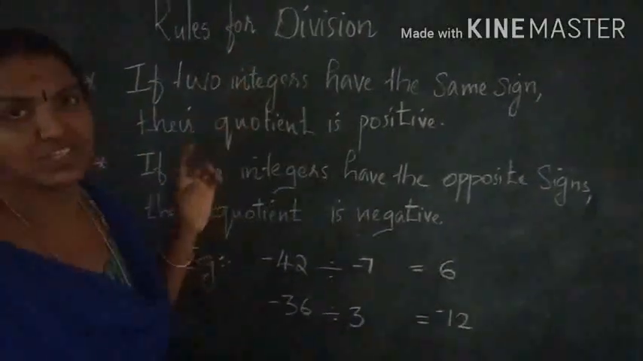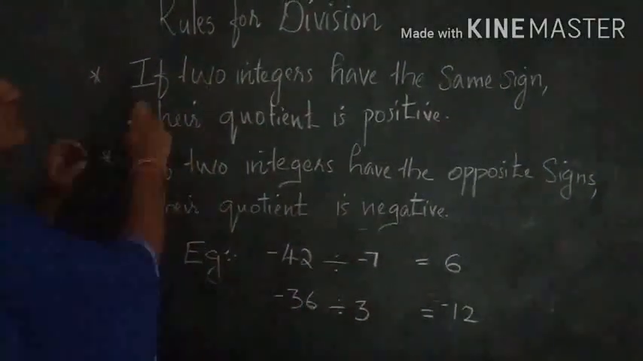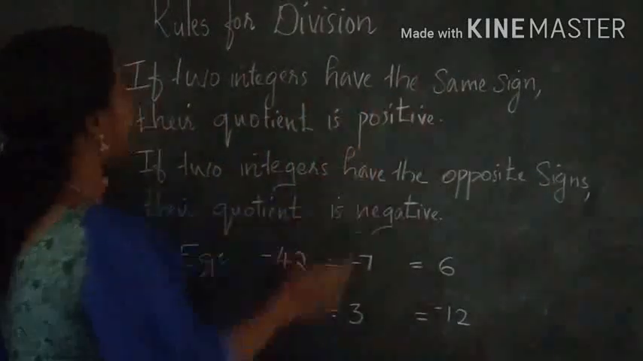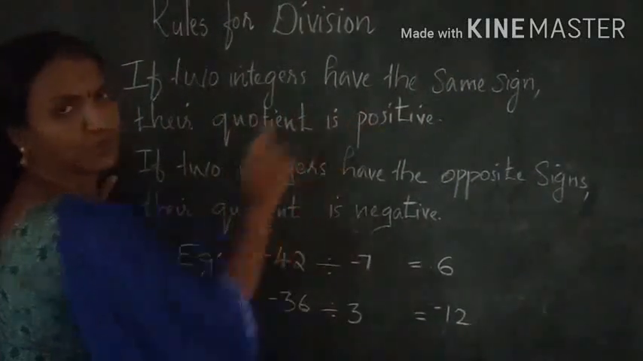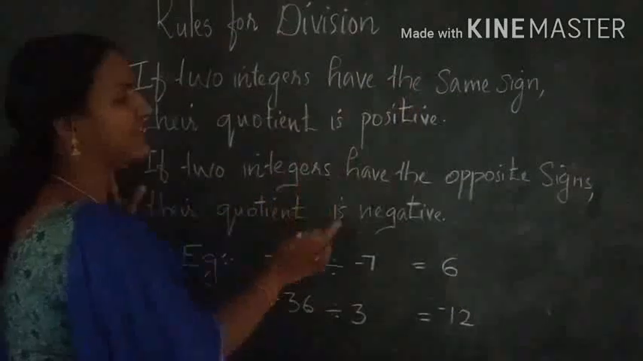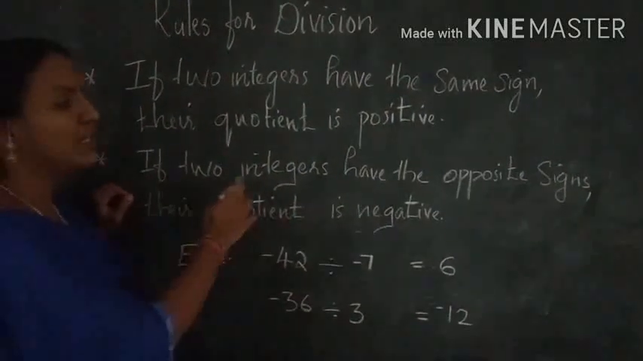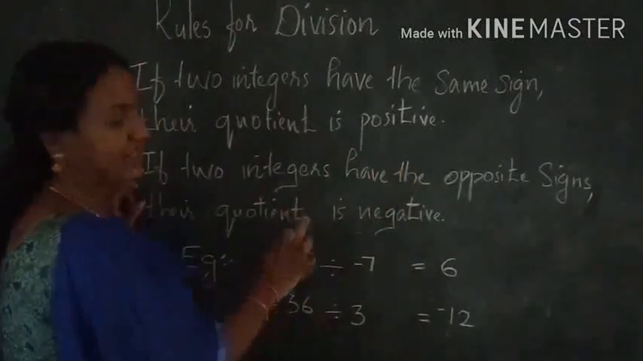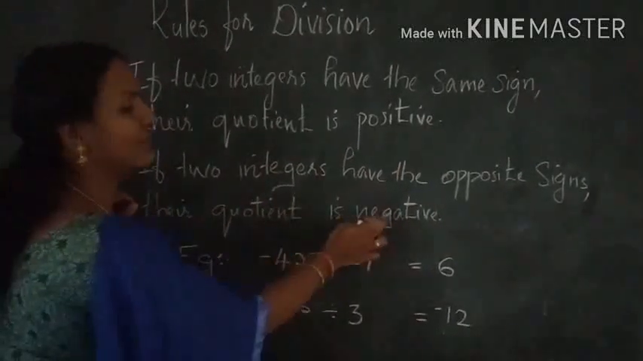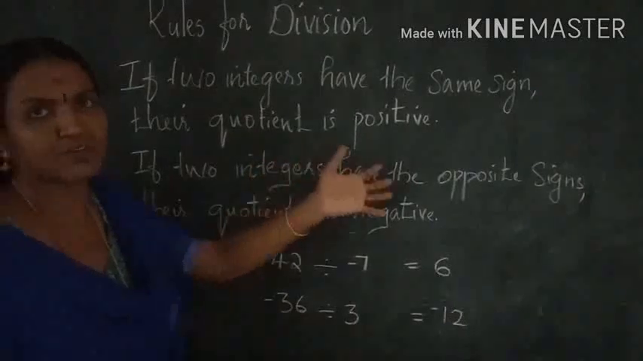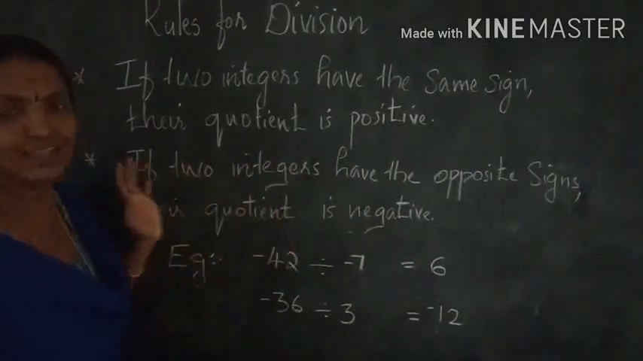Rules for division. First one, if two integers have the same sign, their quotient is positive. Second point, if two integers have the opposite sign, their quotient is negative.